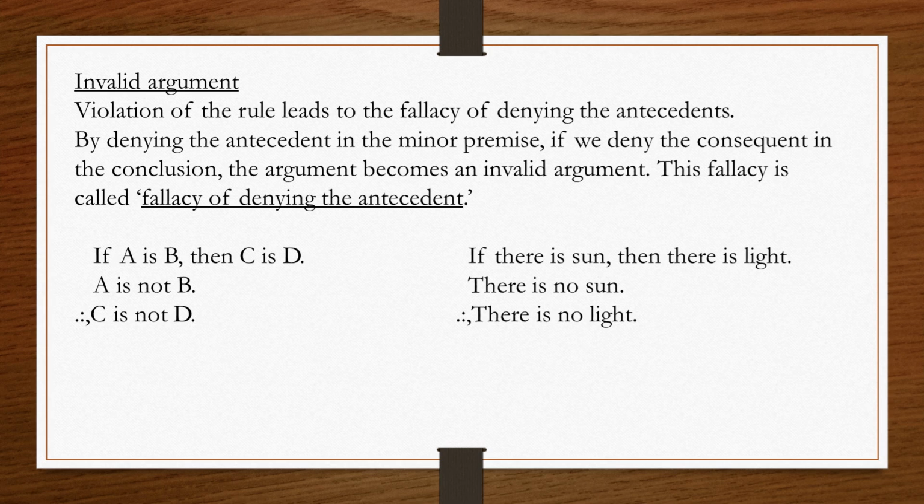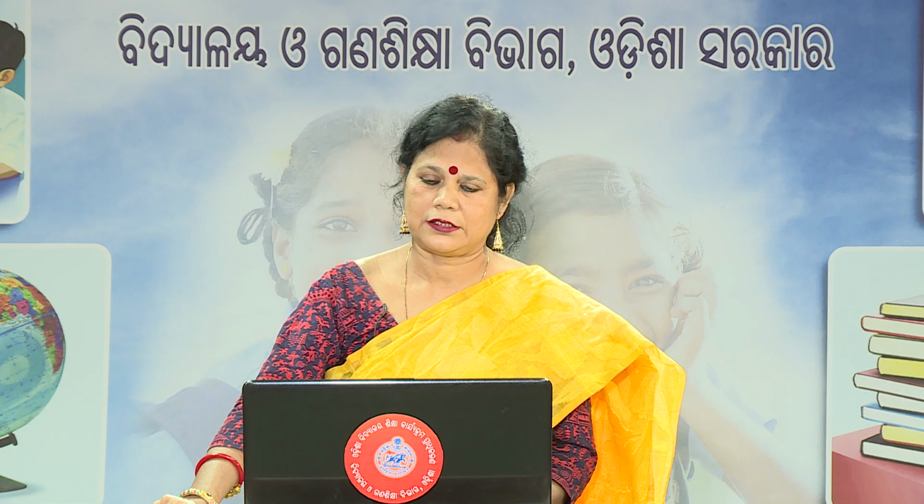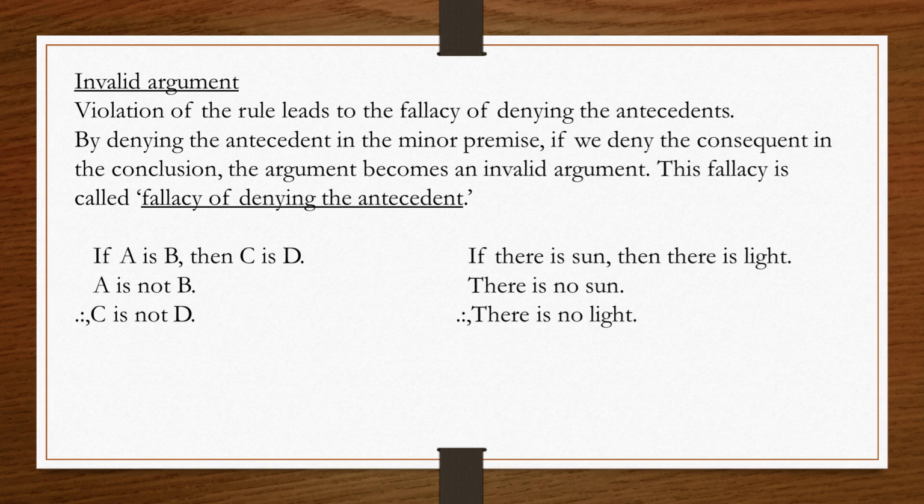If there is sun, then there is light. There is no sun, therefore there is no light. So there is sun is the antecedent, there is light is your consequent. Now in the minor premise we deny the antecedent, there is no sun. In the conclusion we deny the consequent. This is an invalid argument.